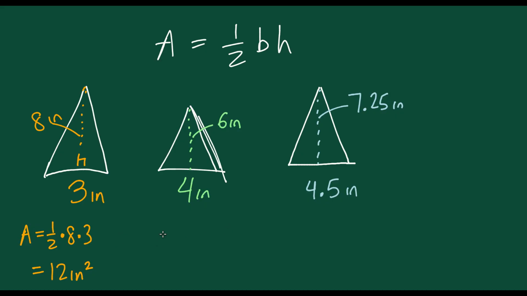The second one. Area equals half times base times height. Half times 4 is 2, times 6 is also 12. And for our third slice of pizza, half times base times height.